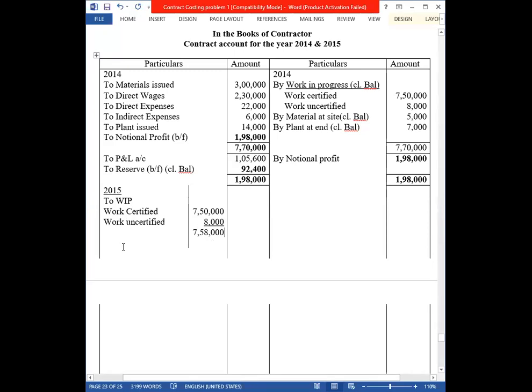7,58,000. And from this, as I already told you, what you have to do is deduct the reserve. You have to deduct the reserve. So this reserve, instead of showing it on the opposite side, you are going to show on the same side, but you have to give it the opposite effect. That means you have to deduct it. So how much do you have to deduct?